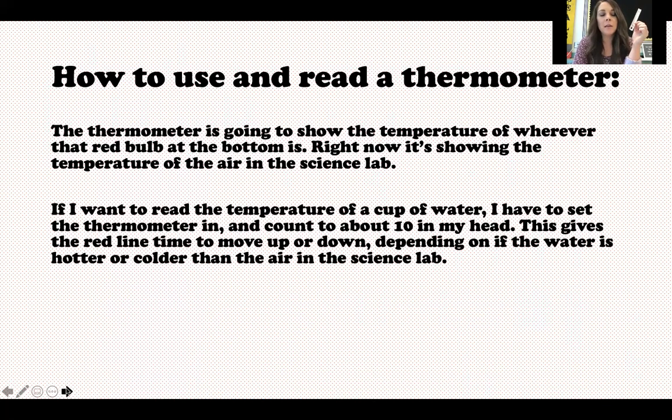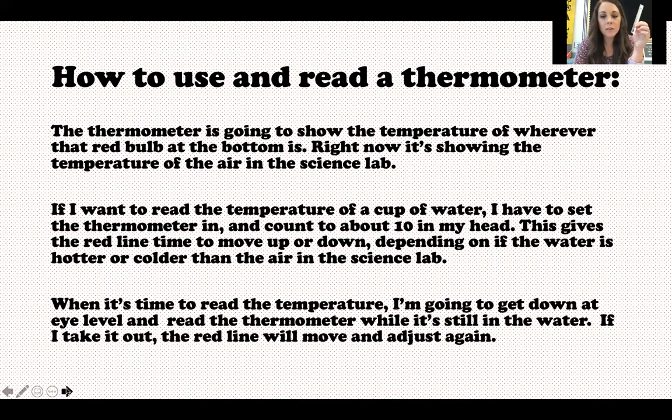If I want to read the temperature of a cup of water, I have to set the thermometer in and count to about 10 in my head. This gives the red line time to move up or down, depending on if the water is hotter or colder than the air in the science lab. I know that's a lot. I'm going to show you this in just a minute, okay?